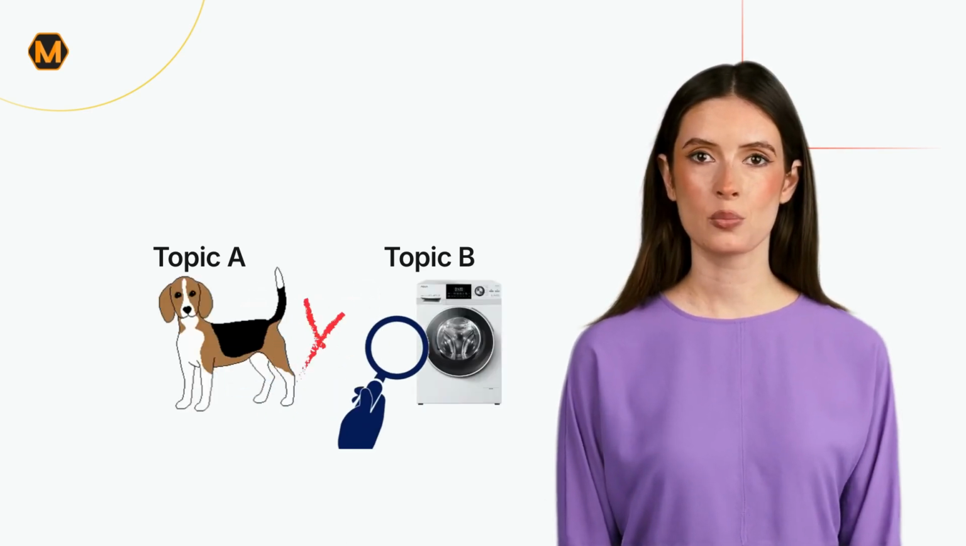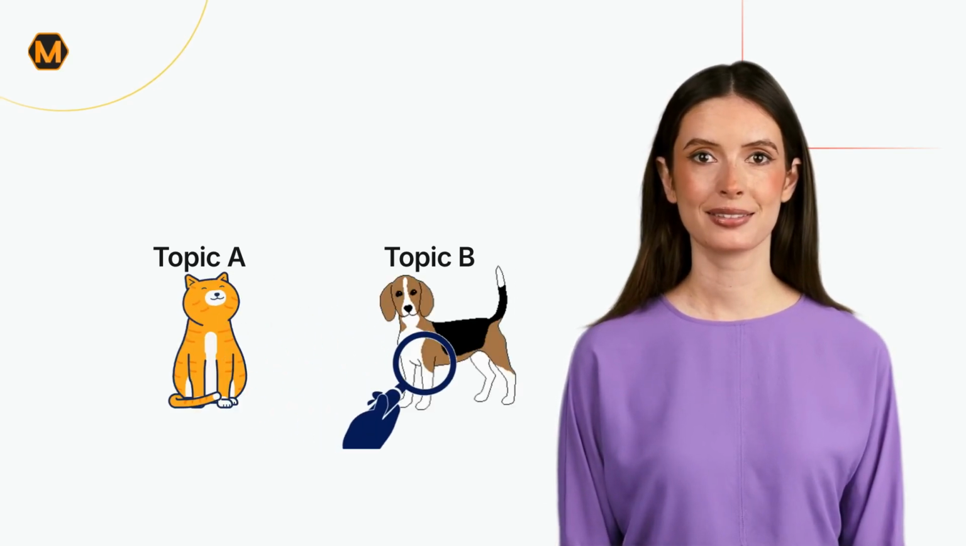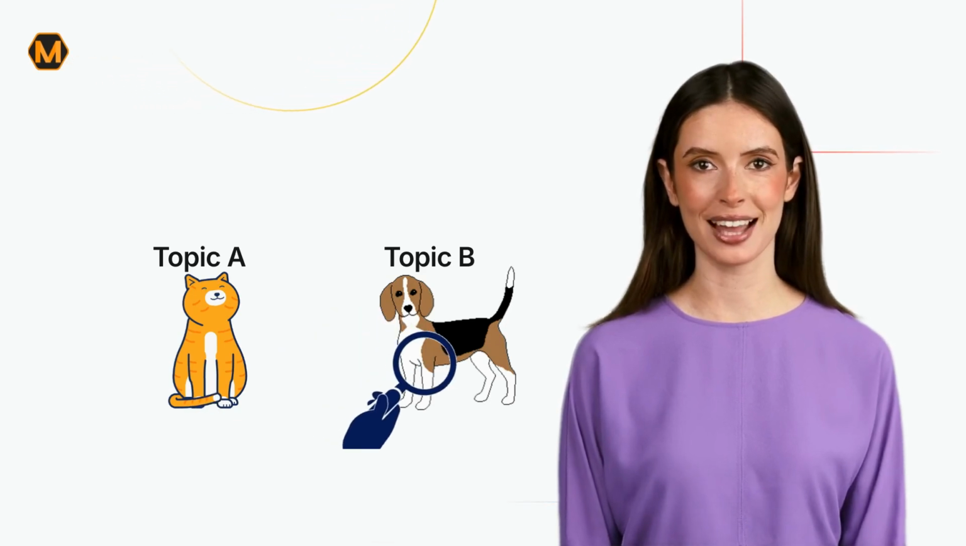You wouldn't compare dogs to washing machines. There's nothing to analyze. But cats versus dogs? That's perfect. Both are pets, but they're very different in behavior, needs, and personalities.